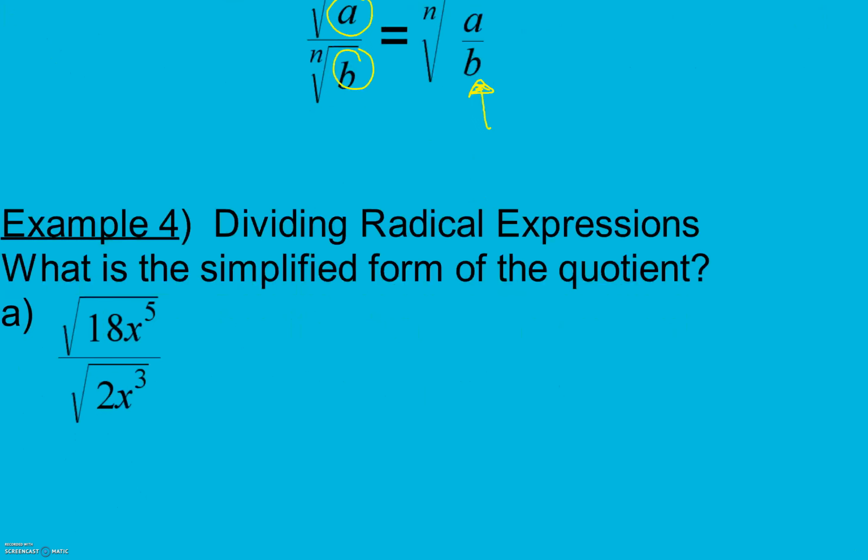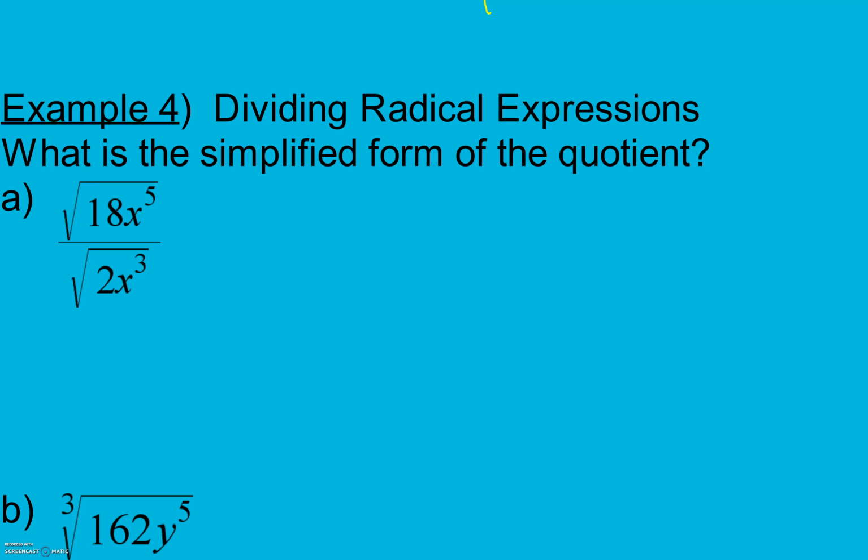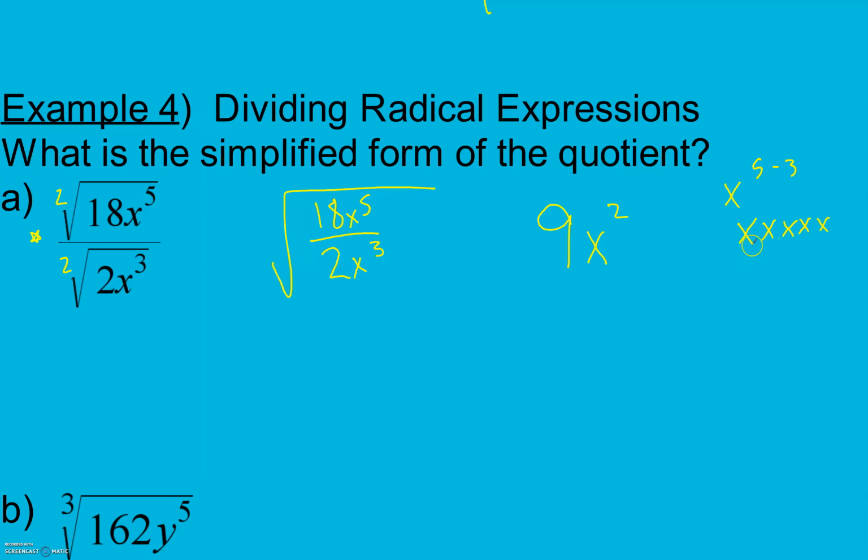So if we look here in A, our index for both of these is 2. So since they're the same, we can write it as one radical: 18x to the 5th divided by 2x cubed. We can reduce here. 18 divided by 2 is 9. X to the 5th divided by x cubed is x squared. Here we subtract our exponents. It's like if I had x to the 5th divided by x cubed, those cancel out and I'm left with x squared.